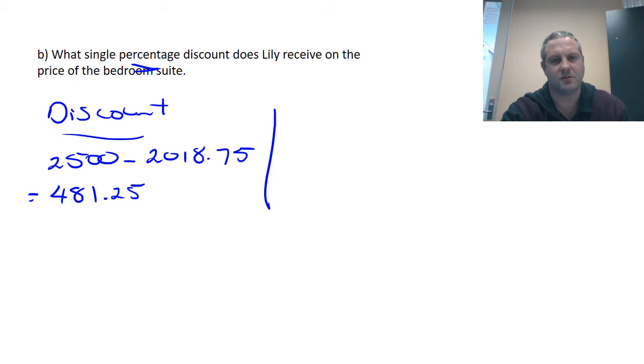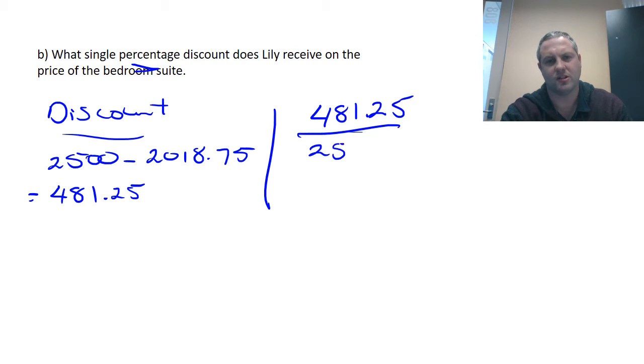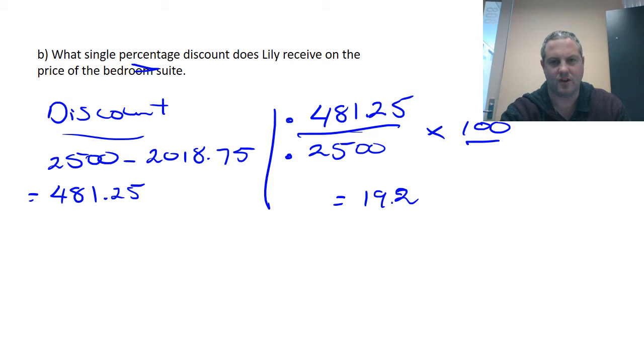So we take the $481.25 savings and divide it by your original price, just like when you work out your scores for your test. We times that by 100: savings over original price, times 100. You end up with 19.25. That's the percentage that you've saved. So you haven't saved 15%, you've actually saved 19.25% on that.